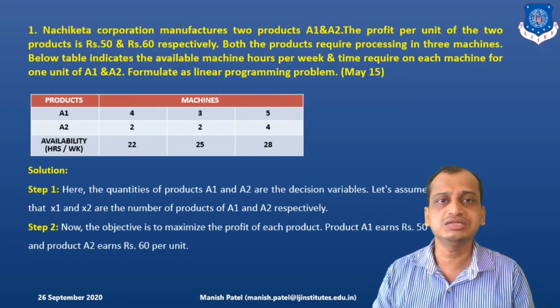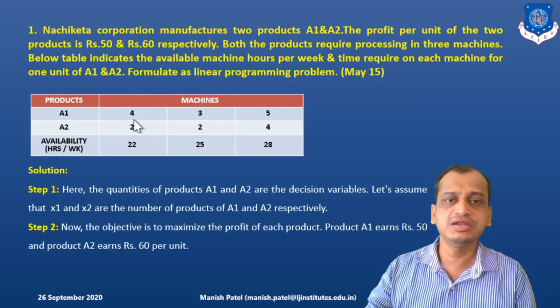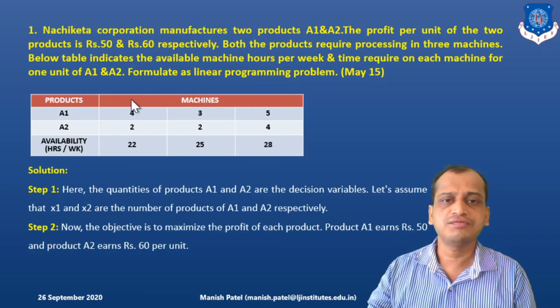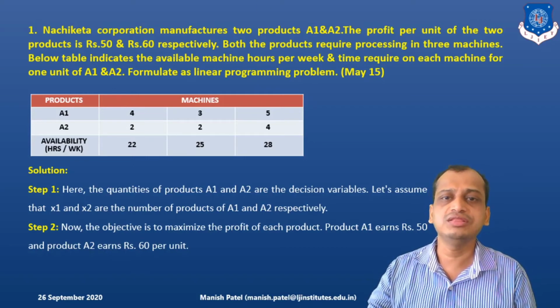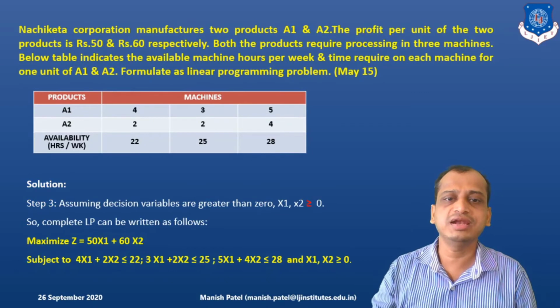So what is the constraint here? If you see in the table, from machine 1 the availability is only 22 hours, not more than that. So less than or equal to. Clear? Same with the second machine and the third machine. So let's formulate that as well.